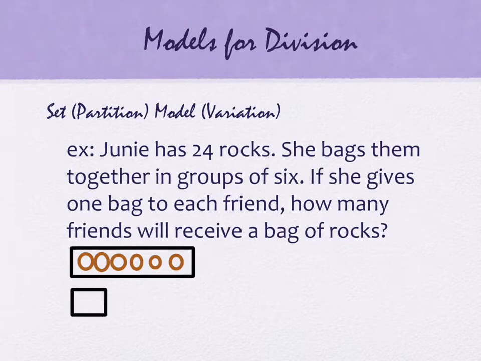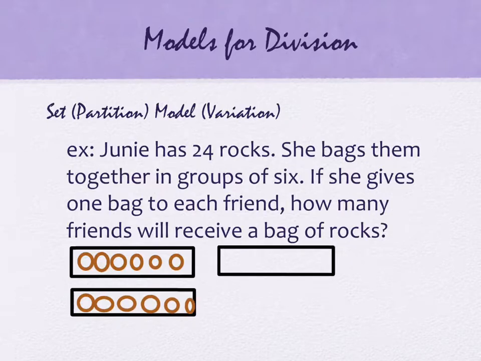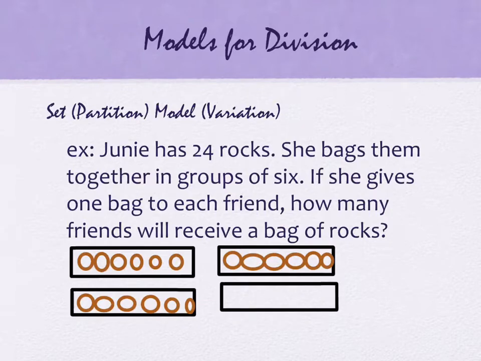Well, I've still got some more rocks, so here's another bag. I've got 1, 2, 3, 4, 5, 6. That's not enough. I've got more rocks. So I'm going to make another one, and so I've got 1, 2, 3, 4, 5, 6. Still not enough space. I've got rocks left over. So my last basket finishes me out. 1, 2, 3, 4, 5, 6. That's all 24 rocks. They've all been divvied up.